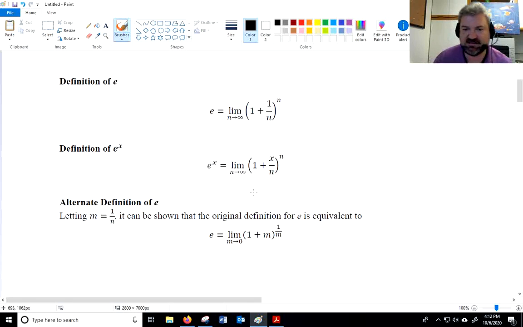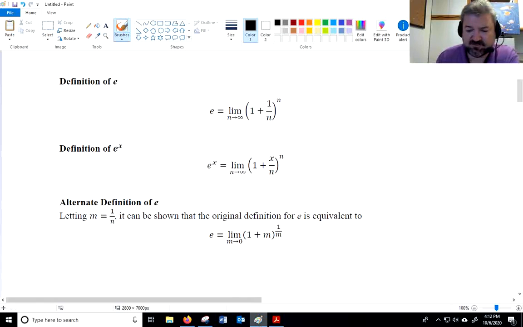The definition of e is the real number value that is the limit as n goes to infinity of 1 plus 1 over n to the n. So if that's the number, then what is e to the x? Simply replace 1 with x.